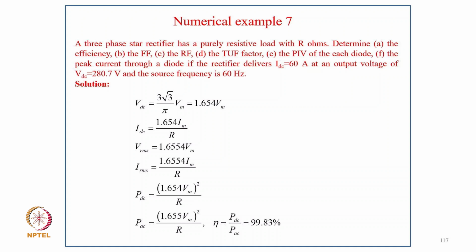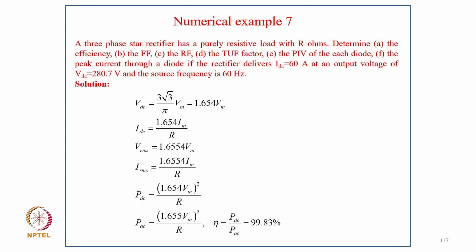So coming to numerical example 7, a 3-phase star rectifier has a pure resistive load with R ohm. Determine the efficiency, form factor, ripple factor, transformer utilization, peak inverse voltage, and peak current through the diode. The rectifier delivers IDC equal to 60 ampere at an output voltage of 280.7, and the source frequency is 60 hertz.